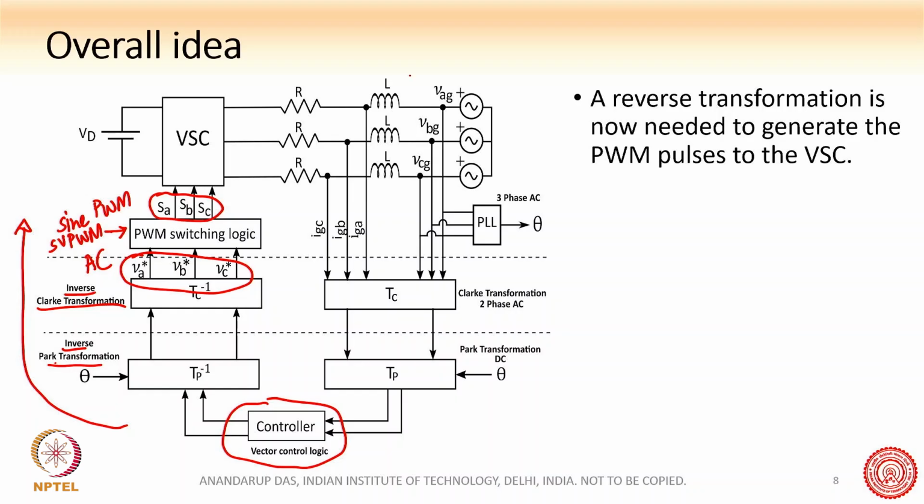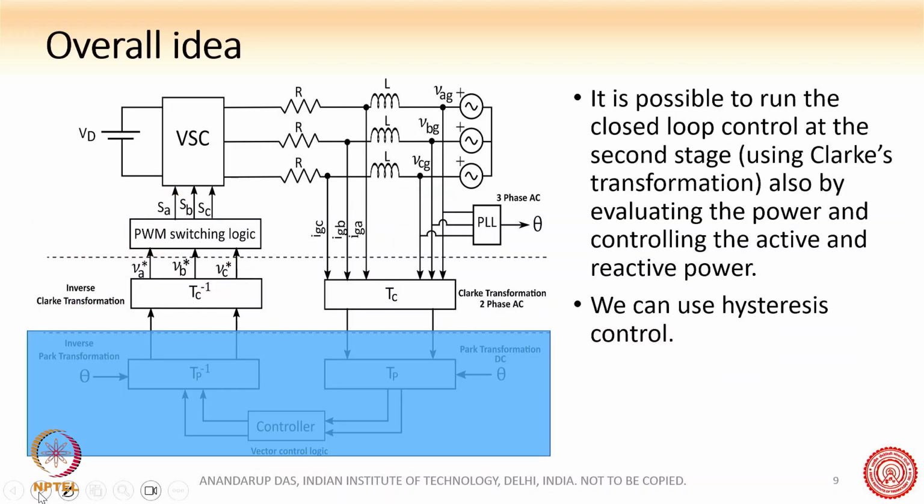So we start with three-phase AC quantities here, and then we go to DC here, and the controller works on the DC. Usually we have a PI compensator here. The PI compensator works on the DC and gives a DC output, which again goes back to the AC, and ultimately PWM pulses go to the voltage source converter. So this is the overall closed loop control system.